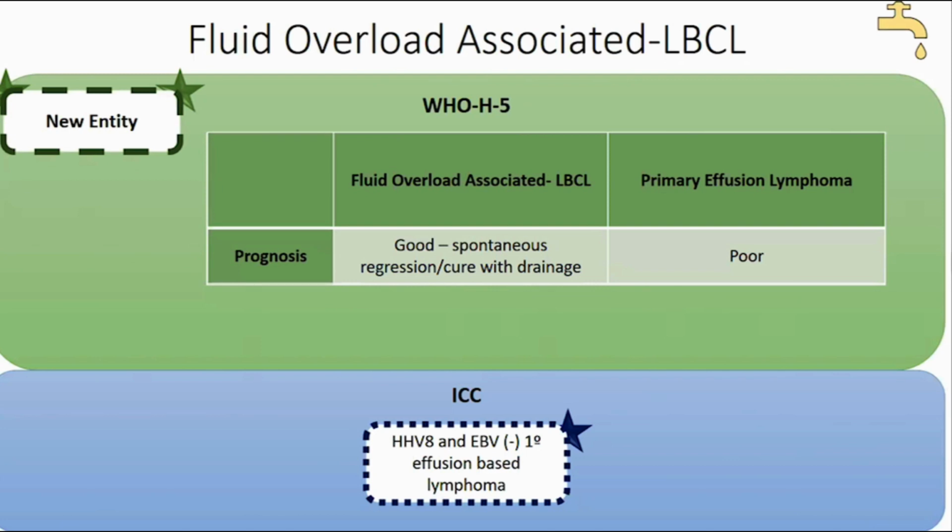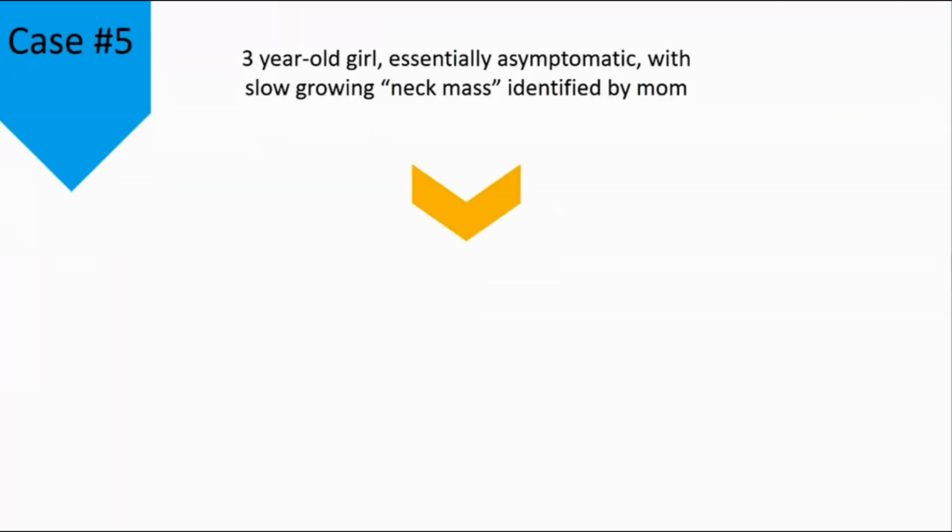And ultimately, the ICC does propose a provisional entity that's very similar to this, if not the same thing. Here they call it HHV8 and EBV negative primary effusion-based lymphoma, even though I think EBV is present in the WHO5 category. But these have a good prognosis, and have been mostly reported in case reports from Japan and in patients with a history of hepatitis C.